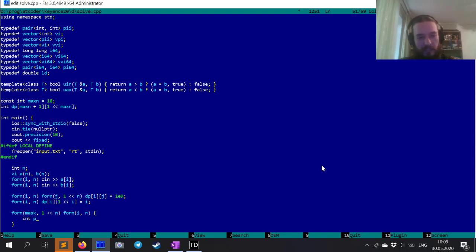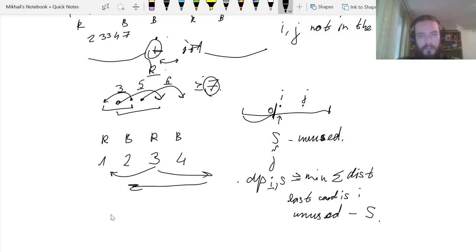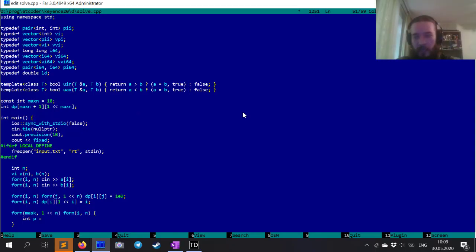Okay, so the next position is the number of bits in mask, right? So the position here, this position P, it's the same as the number of cards that we've used before. Well, if we count from 0. Okay, so how do we count the number of bits in mask? There are a few ways to do that, with a cycle or something like that. If you're using G++, you can call this function.